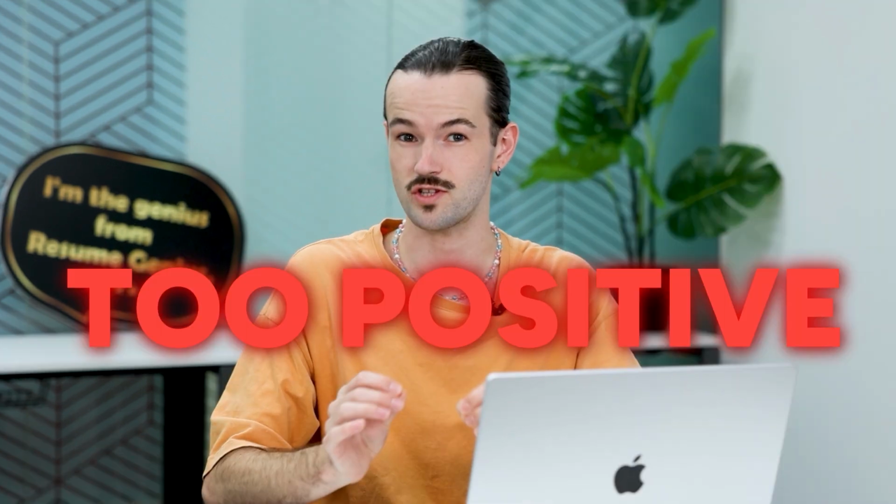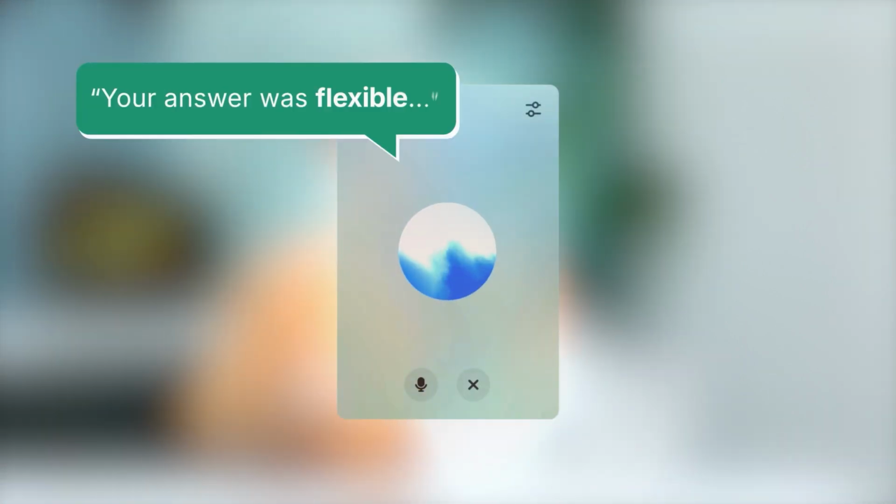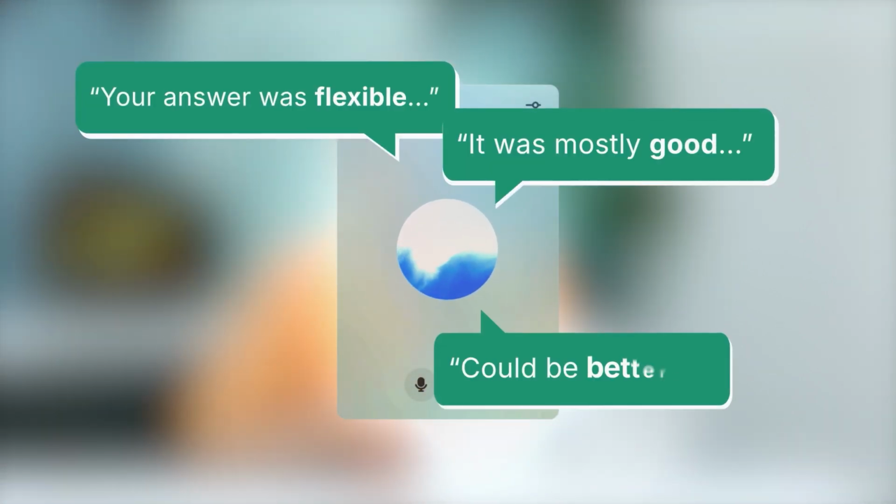I think there were a couple of limitations with this tool. The first one is that it's very positive, which is good for making you feel confident and relaxed. But I don't know if you guys caught, I deliberately put in some mistakes in my interview, like how I assess and track students. I told them basically I don't track and assess them, and I didn't give a very good reason for that. If I didn't know that it was a mistake, I might think that that answer was okay, because it told me that my answer was flexible, it was mostly good, it could be better.